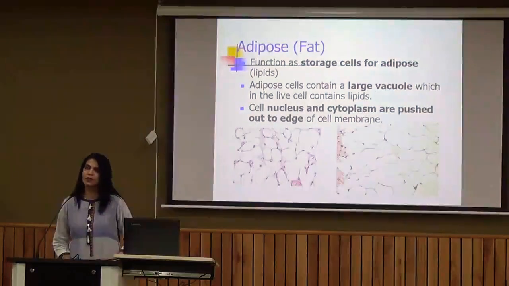The basic function is fat: it stores adipose or fat. It contains a large vacuole in the living cell which contains lipid. The cell nucleus and cytoplasm are pushed out to one side of the cell membrane. The basic function of adipose tissue is the storage of fat. So what would be the basic function of adipose tissue? Insulation would be the basic function of adipose tissue.